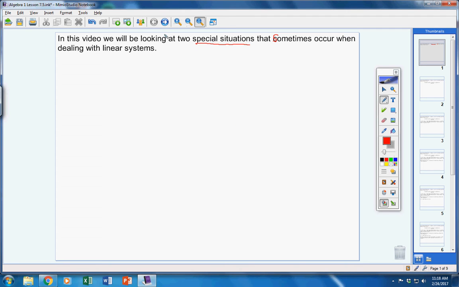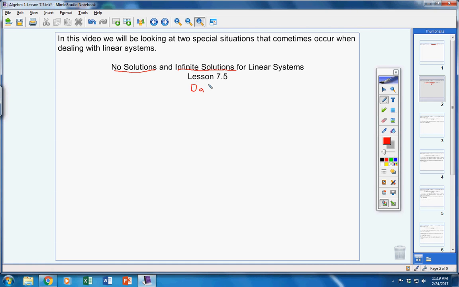Now, here's your heading for today. Please copy this in your notes. No solutions and infinite solutions for linear systems, lesson 7.5. And be sure and include today's date. Alright, copy all of this in your notes if you would please.